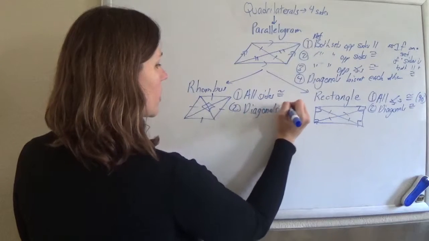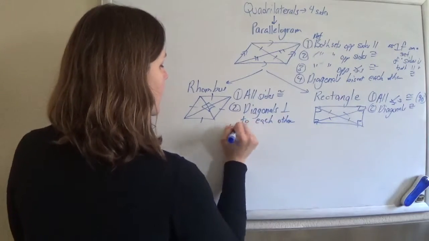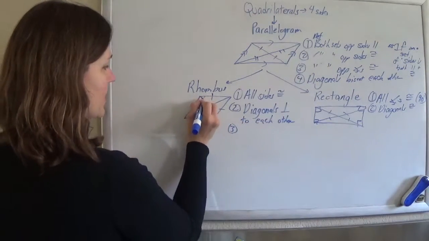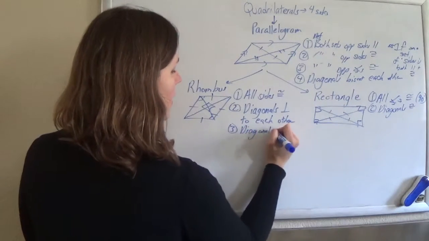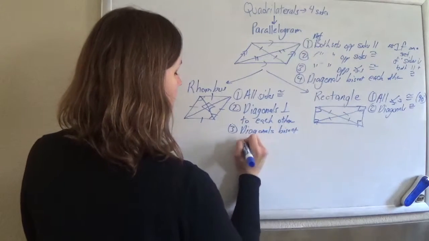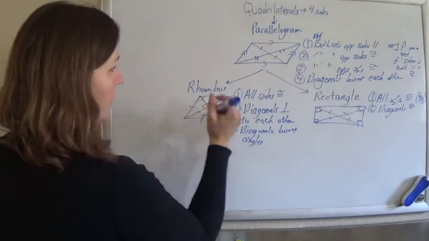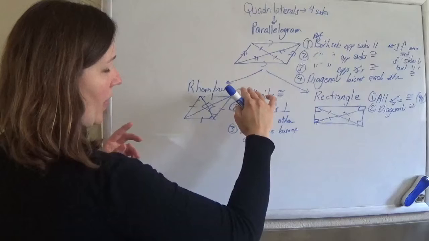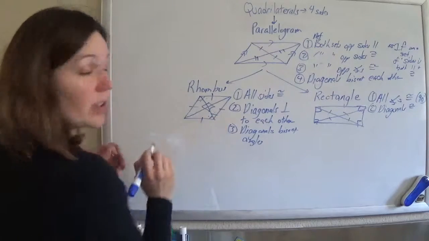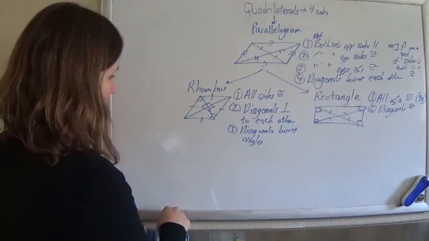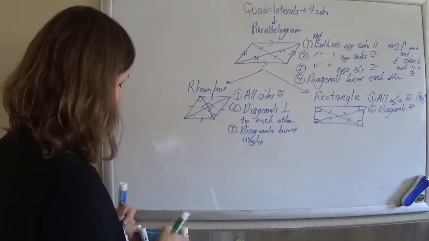So diagonals are perpendicular to each other. And another nifty thing about the diagonals of rhombi is that they bisect the angles. So diagonals bisect angles. Therefore we know that, and because that's combined with the idea that it's a parallelogram and this angle is congruent to that angle, then we know all of these pieces are the same. And we know that all of these pieces are the same, which is very, very cool.